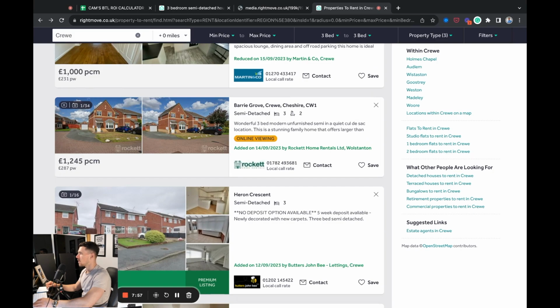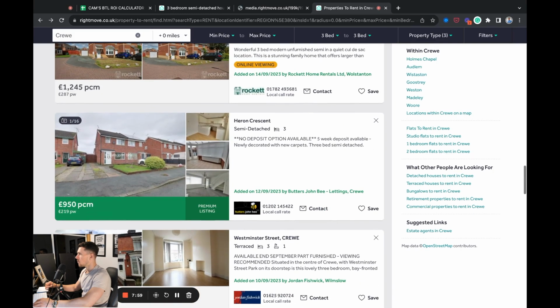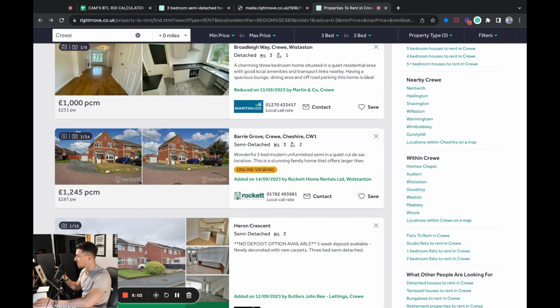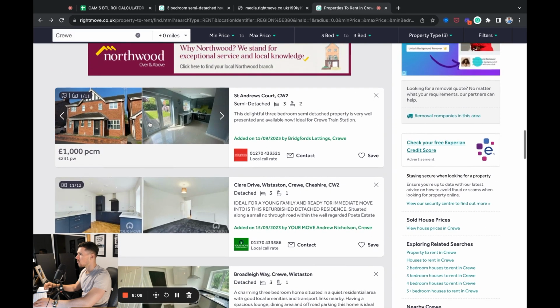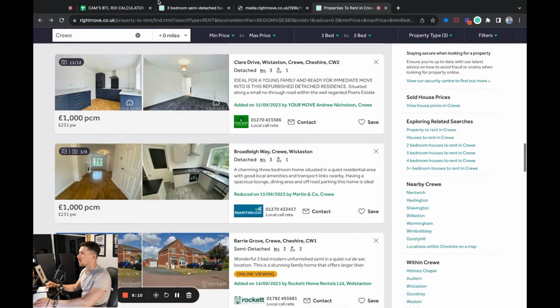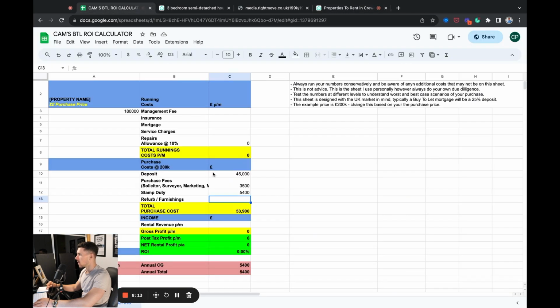But one thing I would do if I was doing this in my own time would be to actually look at the street and try and find other properties on that street. But let's say for the purpose of this video that the rent we can expect is around £1,000 a month. That looks quite reasonable based on these other alternatives. So I'm going to plug that in now into my rental revenue per month. £1,000 per month of rent.